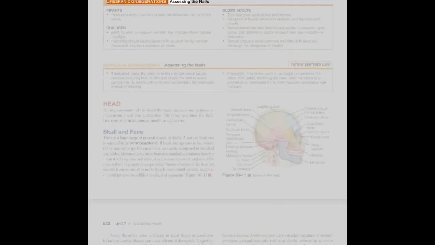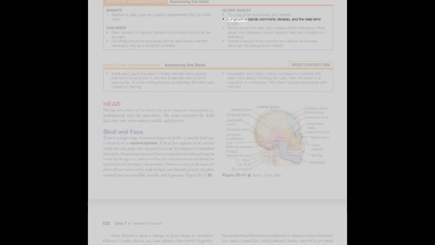Lifespan considerations: assessing the nails. Infants: newborns' nails grow very quickly, are extremely thin, and tear easily. Children: bent, bruised, or ingrown toenails may indicate shoes that are too tight. Nail biting should be discussed with an adult family member, because it may be a symptom of stress. Older adults: the nails grow more slowly and thicken.